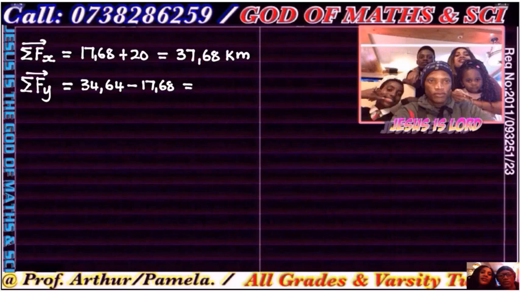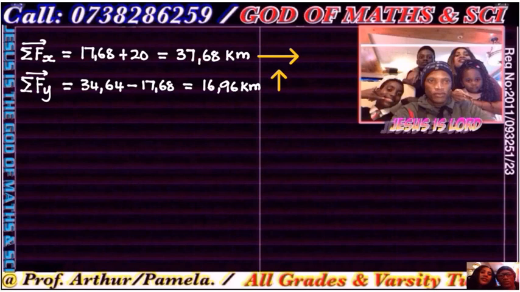So we're going to use a calculator. 34,64 minus 17,68, I get 16,96 kilometers. Now I want to do this. Remember the horizontal one, we took right as positive. So this means this vector is pointing to the right, and I'm using that arrow for you to see. And then this one is also positive, which means it was upward.